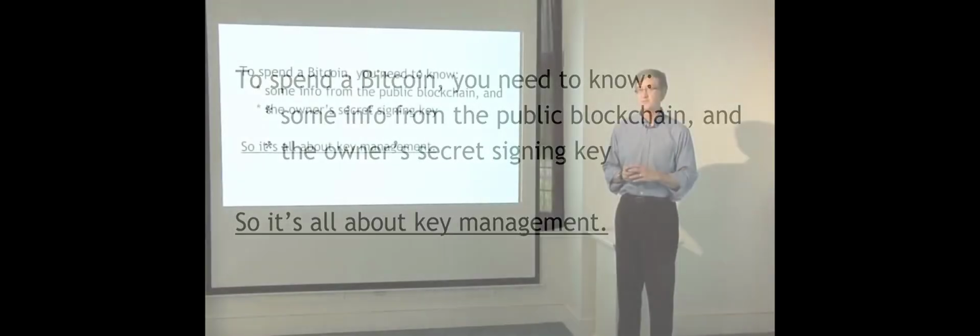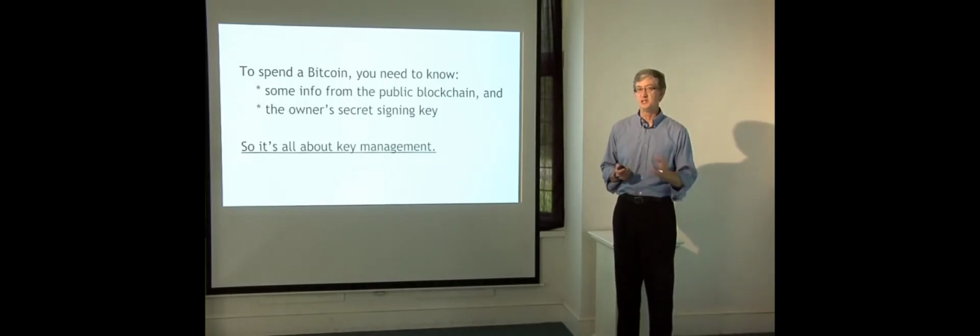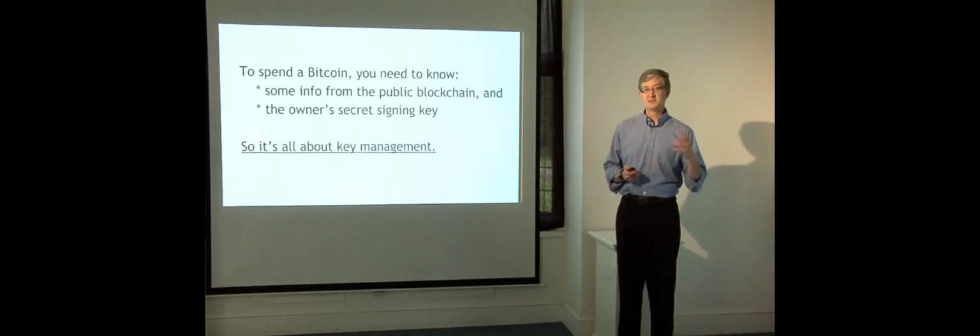Now, just to review, in order to spend a Bitcoin, you need to know two kinds of things. First of all, you need to know some information that's stored on the public blockchain. You need to know what the identity of the coin is and how much it's worth, for example. And along with that, you also need to know the secret key of the owner of the Bitcoin. Presumably, that's you. Now, if you think about it, the first piece of information, being on the public blockchain, you don't need to worry too much about how to store it because you can always get it back when you need it. But the secret signing key is the thing that you'd better keep track of.